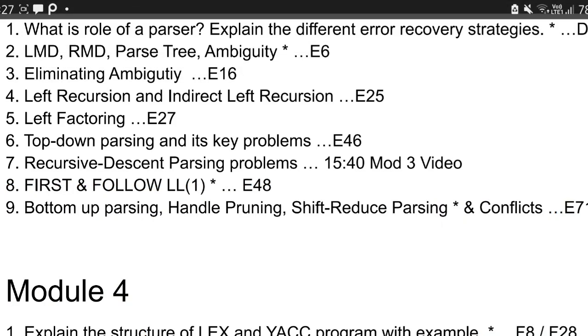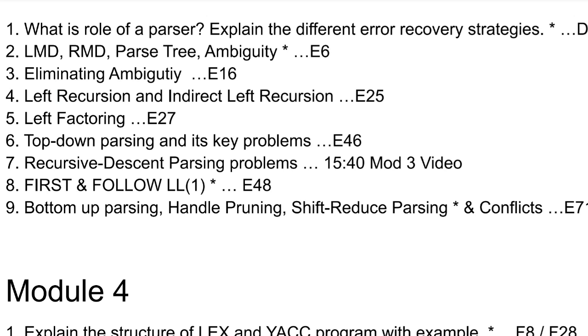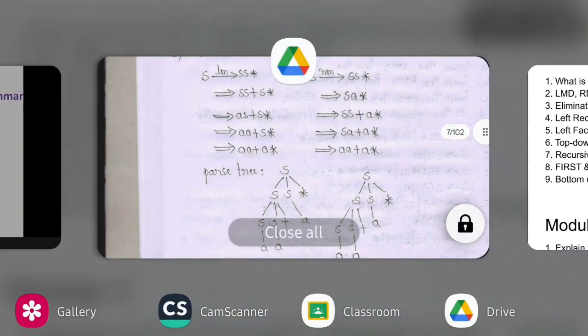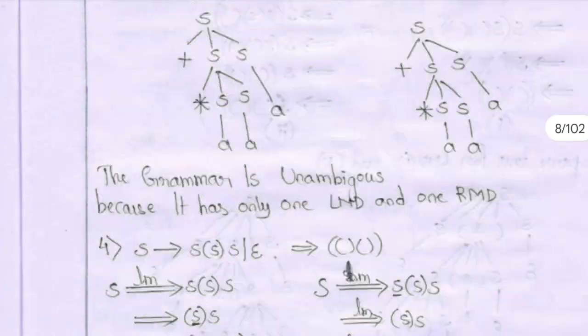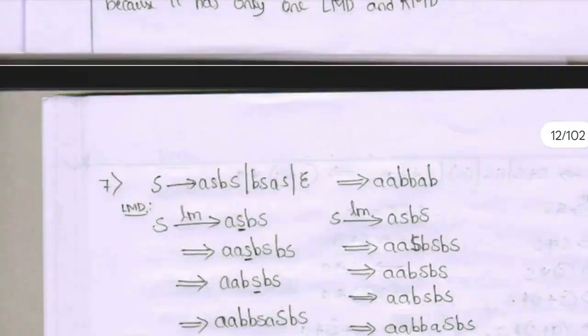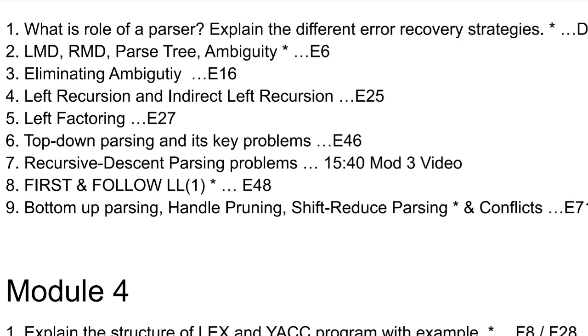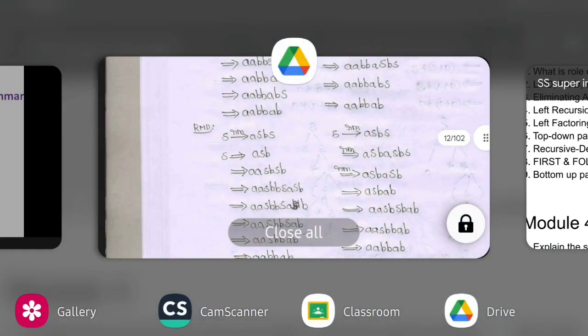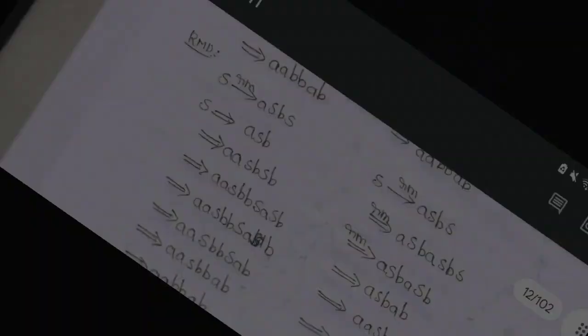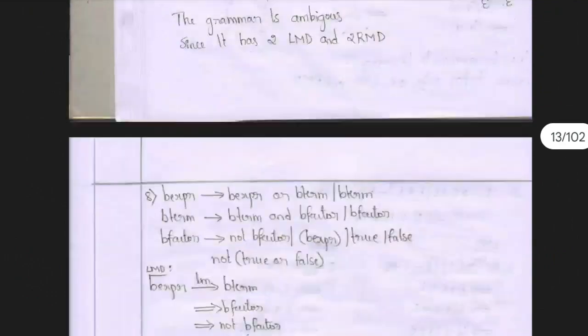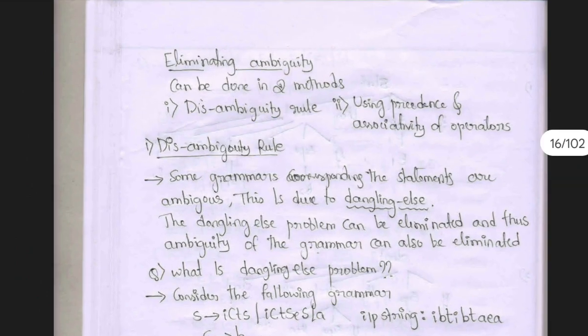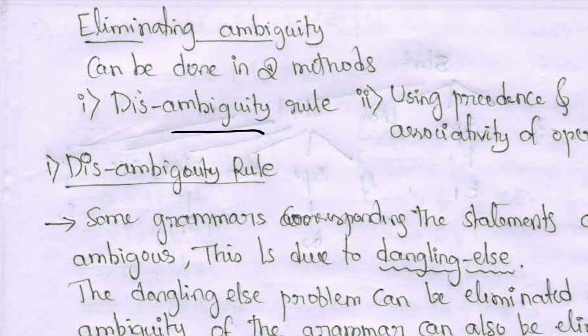And the next one is eliminating ambiguity. How to eliminate ambiguity? There are 2 rules: disambiguation, and using precedence and associativity rules. Okay, so which page is it present on? 16th page. Okay, so let's go to the 16th page. So here we have 2 rules: the disambiguation rule, and using precedence and associativity of the operator.